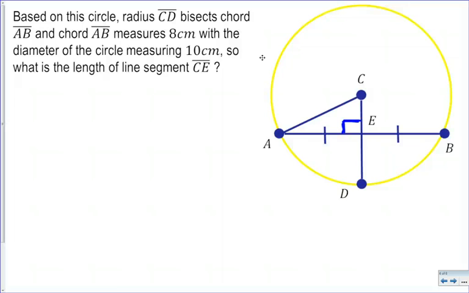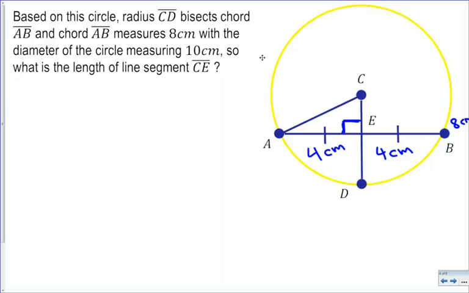Now, what else do we know? We know that the distance from A to B, this whole distance, is 8 centimeters. Do we know what the two little halves are? What are they? 4. How do you know that? You're right. But how do we know it's half? Because it says it does as a bisector. As a bisector, we know it has to cut it in half. So that's 4, that's 4. What else do we know?